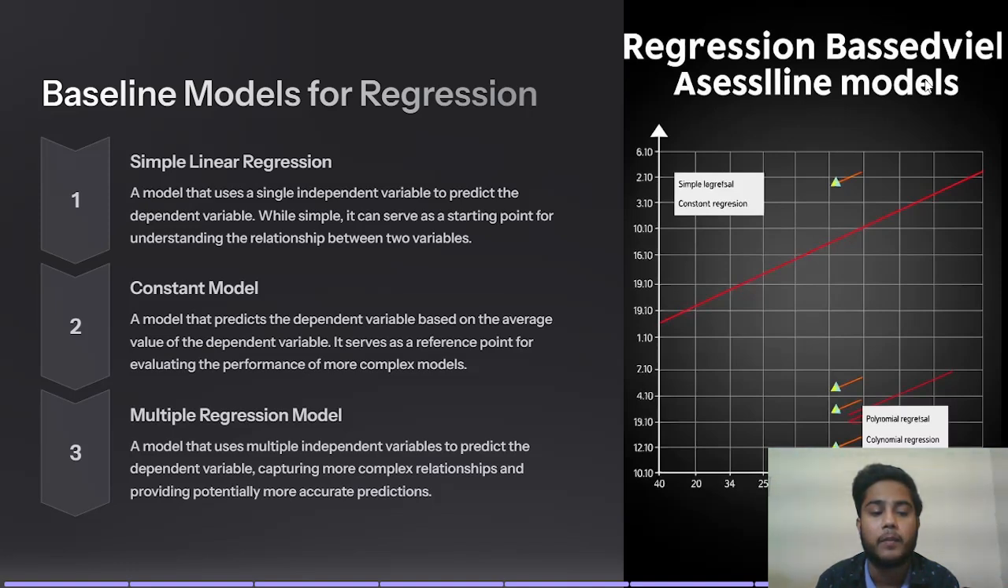Multiple regression model, a model that uses multiple independent variables to predict the dependent variable, capturing more complex relationships and providing potentially more accurate predictions.